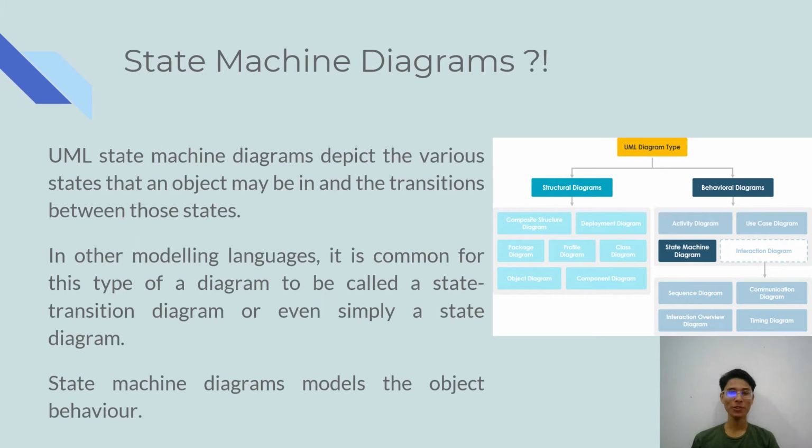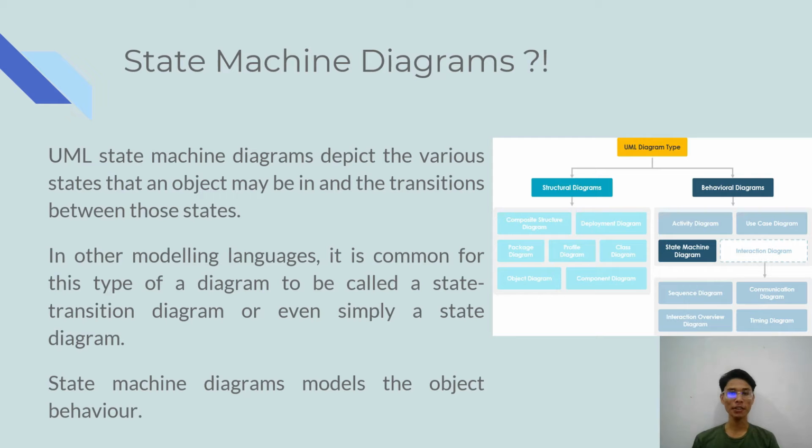First, we begin with the introduction of state machine diagrams. A state machine diagram is a UML diagram that is used to depict the various states an object may be in, and also the transitions between those states. In other modeling languages, it is common for this type of diagram to be called a state transition diagram, or even simply a state diagram.